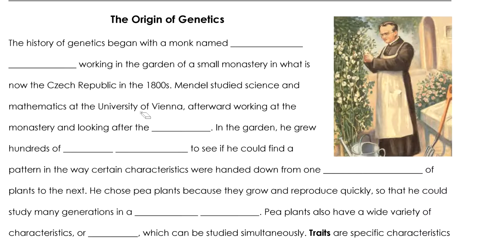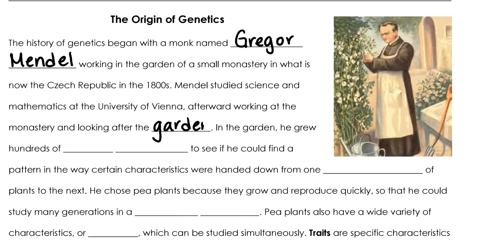This entire branch of science that we're learning about right now, genetics, began with a monk named Gregor Mendel back in the 1800s. Mendel was a monk, and he was a very well-educated monk. He had studied science and mathematics at the University of Vienna, and afterwards he was working at a monastery, and he was particularly interested in the garden.